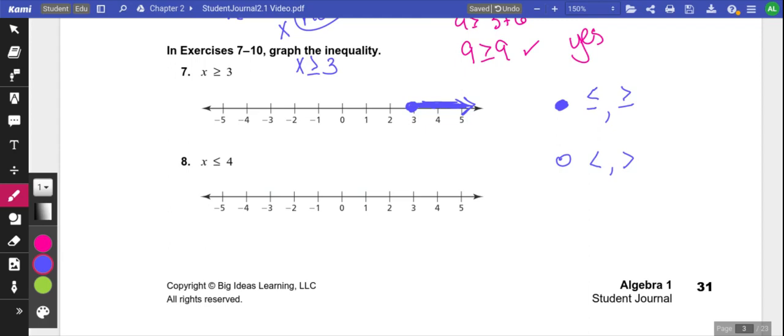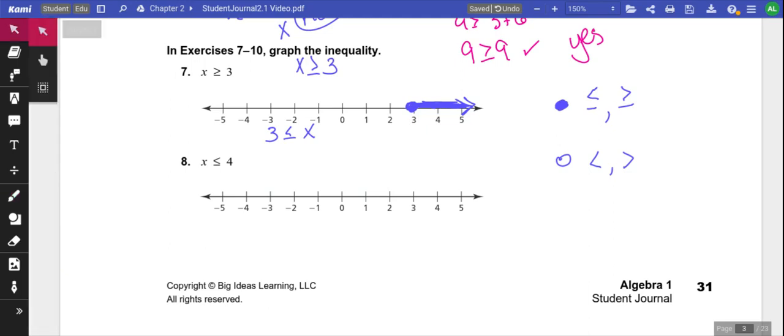That's probably the better way to think of it, because if I ever give you something that looks instead like 3 is less than or equal to x, that's the exact same inequality, but you might get tricked and draw your line the wrong way. So be careful with that.